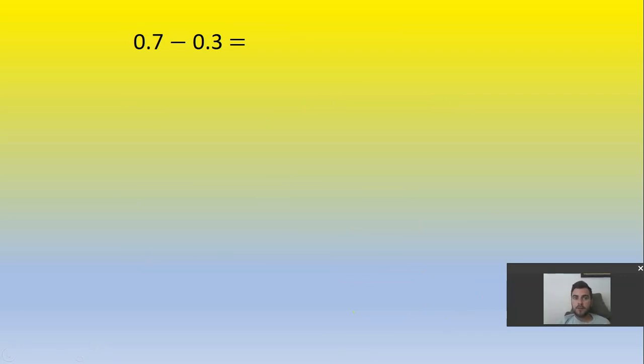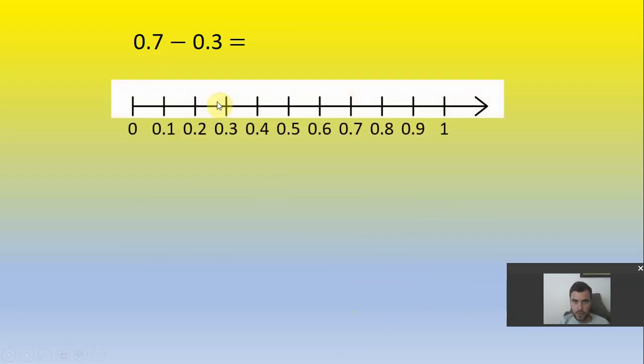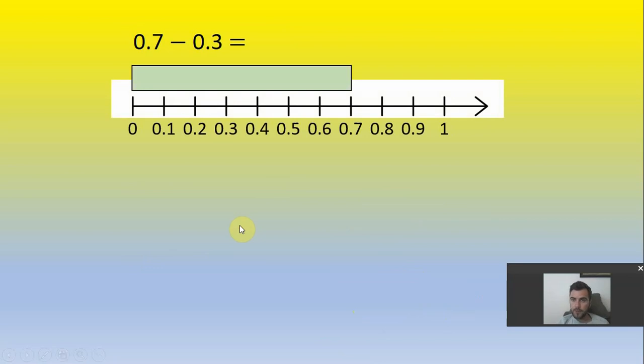Okay, 0.7 take away 0.3, or in other words, 7 tenths take away 3 tenths. So looking at a number line, if we put that as a bar model on the number line, we've got a bar there that represents 7 tenths, from 0 all the way to 7. If we subtract 3 tenths, we have to take 3 tenths away. So we take that bar of 3 away, which will give us 0.4 or 4 tenths.